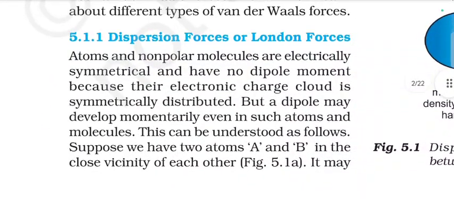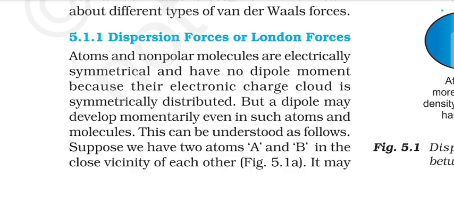Dispersion forces or London forces. Atoms and nonpolar molecules are electrically symmetrical and have no dipole moment because their electronic charge cloud is symmetrically distributed. But a dipole may develop momentarily even in such atoms and molecules. This can be understood as follows.